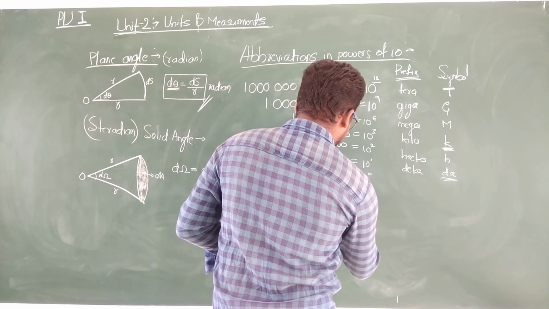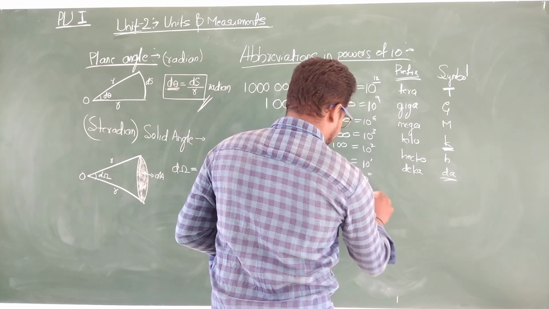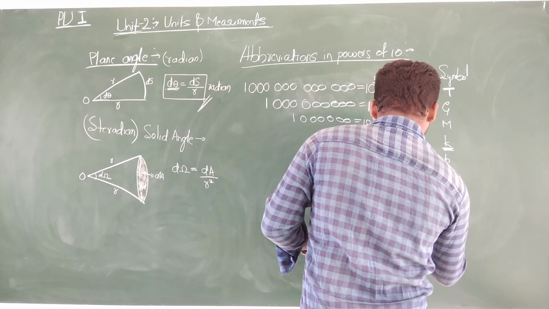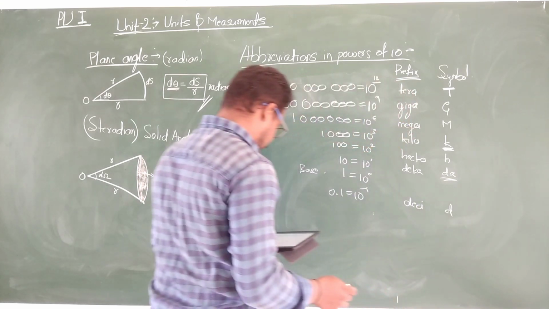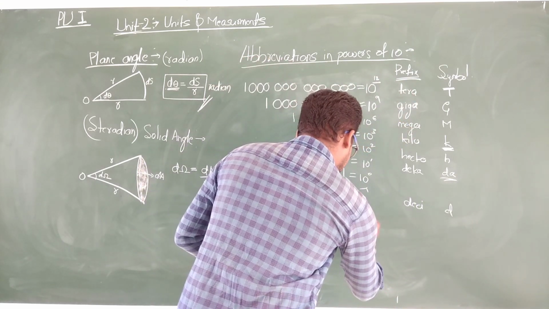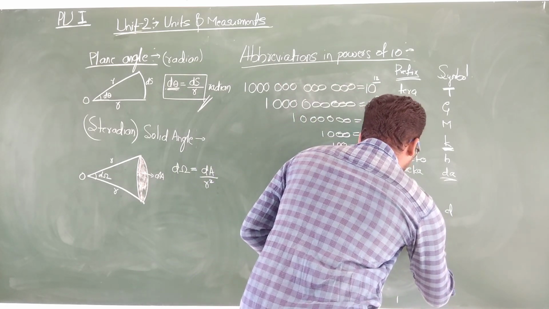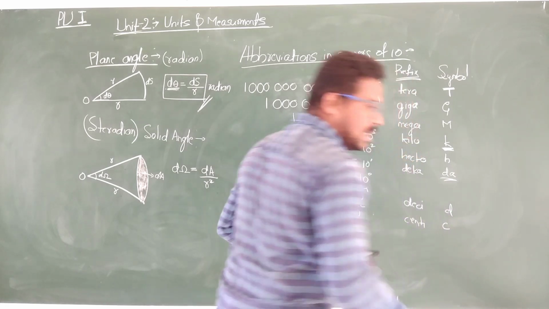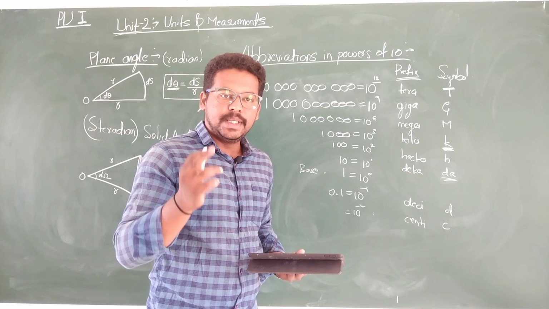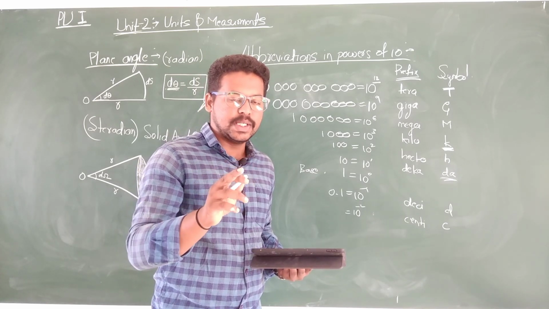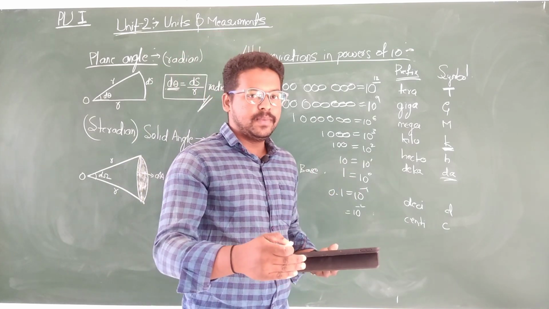Now see. For 0.1, 10 to the power minus 1, we use deci, not d. Then for 10 to the power minus 2 it is centi. Before meter we write c, as in the centimeter scale in our day-to-day life. So that c is nothing but centi. 10 to the power minus 2 means 1 divided by 100.